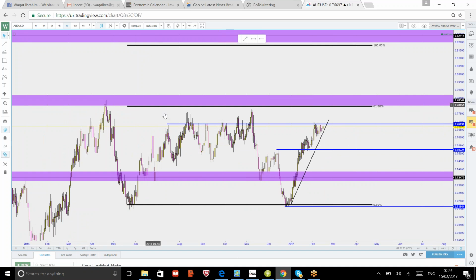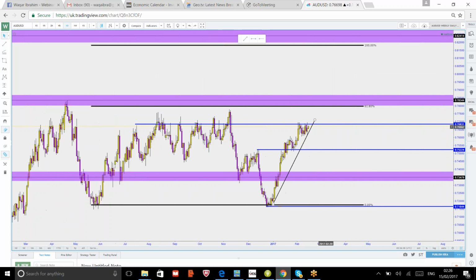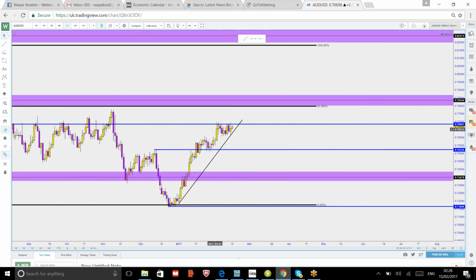On the daily time frame, the price has been testing this level previously and has been rejecting. Again, the price is at a resistance. The price is forming a double top here. The price went up, rejected, came down and went up again. Right now we got a shooting star formation.